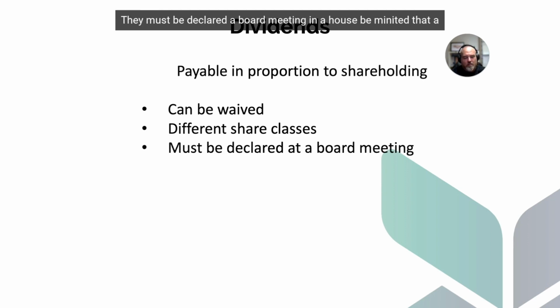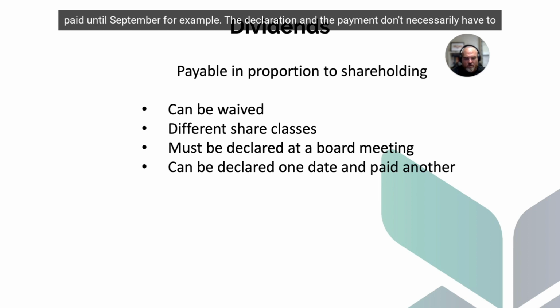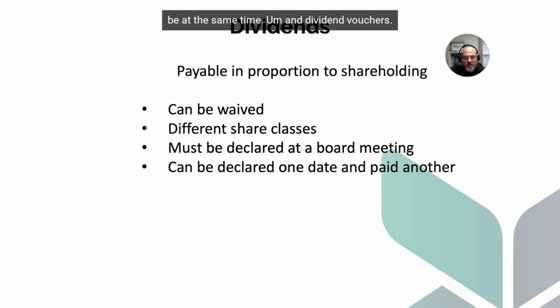Dividends must be declared at a board meeting. It has to be minuted that a dividend has been declared, and also it can be declared at one point and paid at another. You could declare a dividend in July and not pay it until September, for example. The declaration and the payment don't necessarily have to be at the same time.